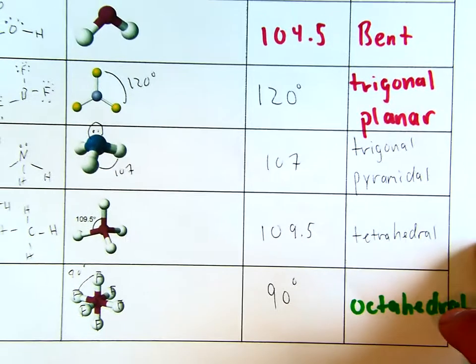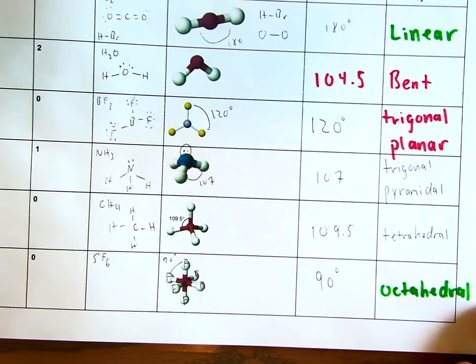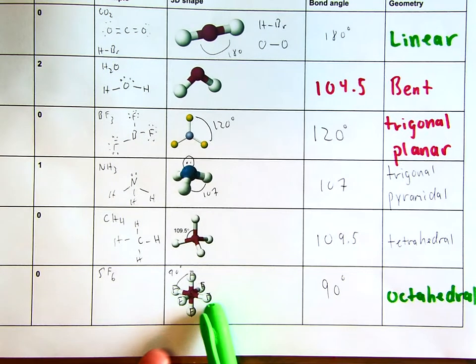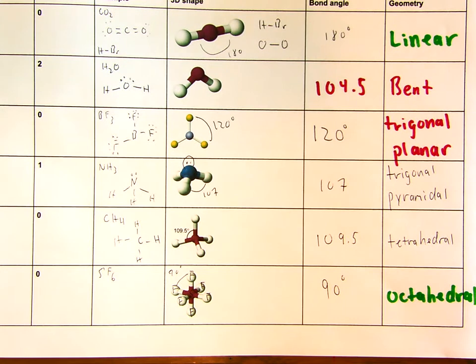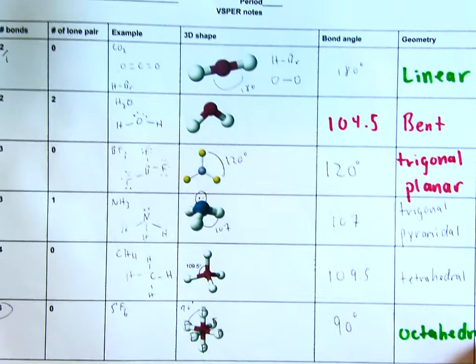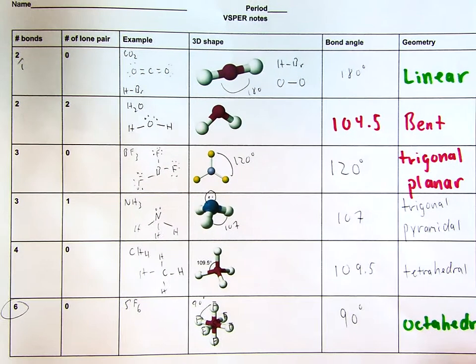Okay? The reason we call it that is because if you were to map out the 3D shape of this, the 3D shape would have 8 sides, which is why it's octahedral. Okay, you don't really need to know that, but I can just give you guys some background information. Okay, so these are the final notes. That would be kind of everything you need to know.